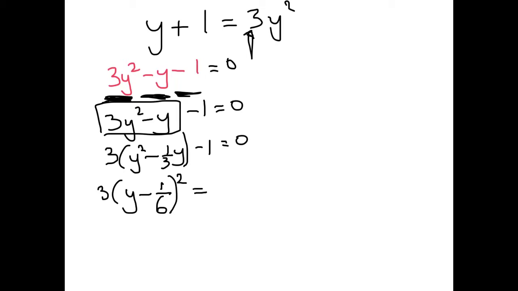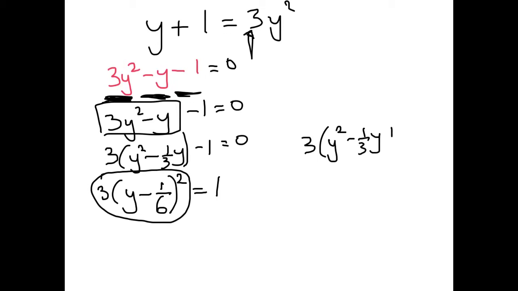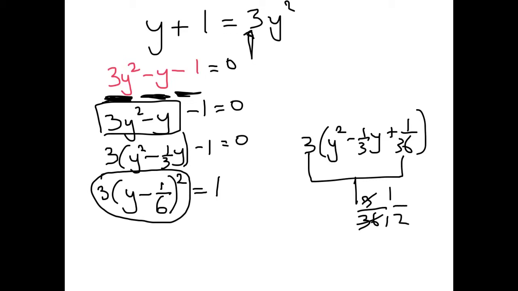Might as well put that one back on the other side now. There's the 1. Now let's take a look at what our add-on factor was here. If we expand that out, we'd have 3 into y squared minus 1/3 y plus 1/36. So we have added in a factor of 3/36 or 1/12. So we need to get rid of that.